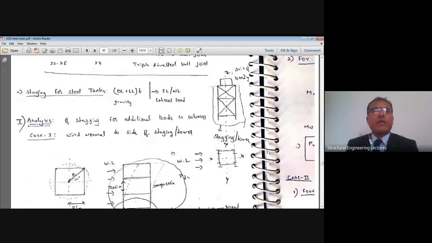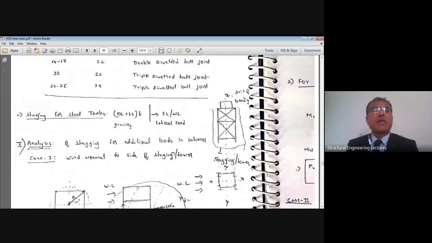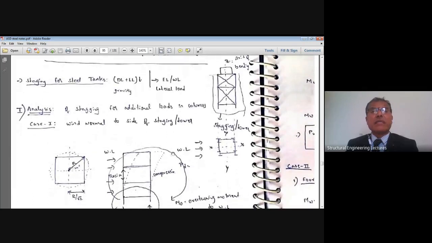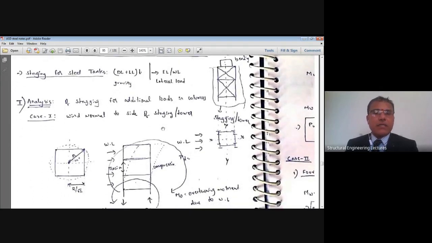Now I'll move to the further discussion on staging, right? Staging or tower. This staging means the tank is supported on a set of columns which are connected by means of bracings, right? That part, what I'm now highlighting.